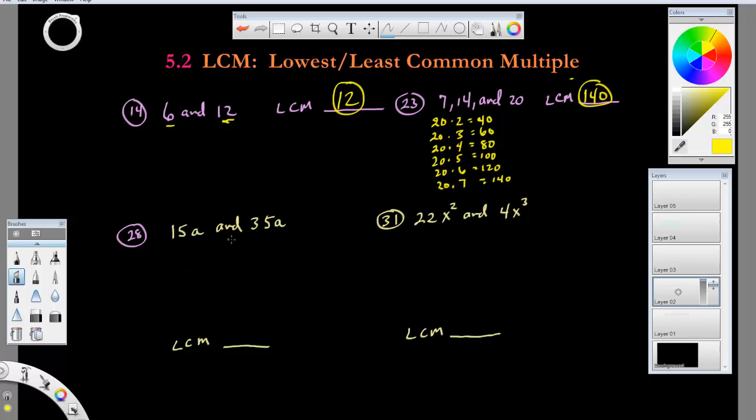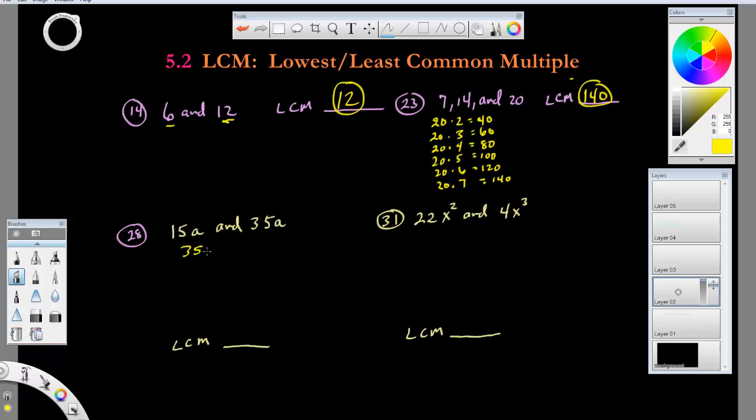These are the same concepts, except it has letters with it. And the rule is you use the highest exponent. Okay, so I'll get to that when I get over here. But you take 15 and 35. Just look at it as the numbers 15 and 35, and then we'll put the variable on afterward. 35 doesn't work because 15 doesn't go into it.